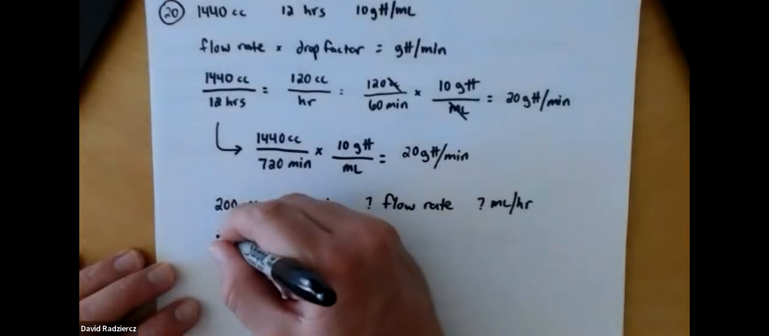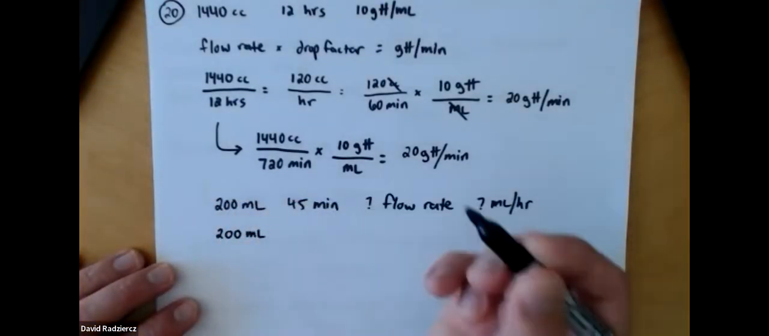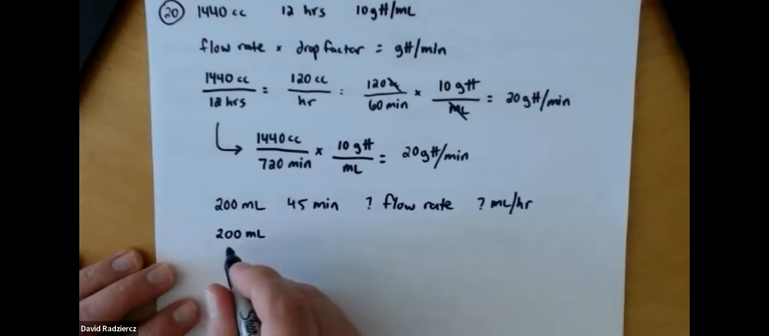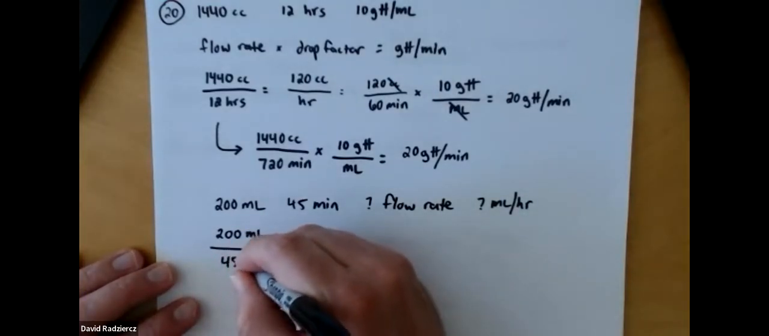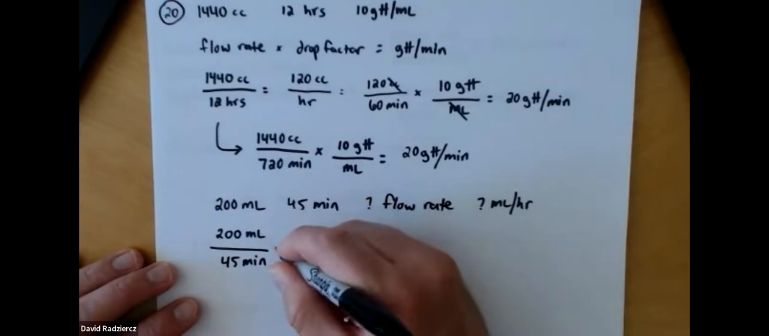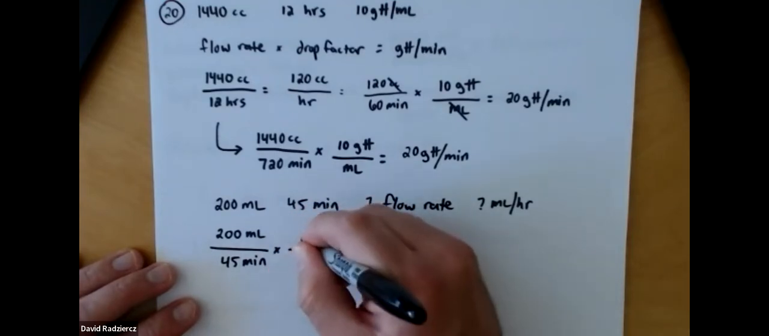So there's two ways to set this up. And this is very similar to question 17. 200 milliliters, 45 minutes. And then I would just convert minutes to hours.